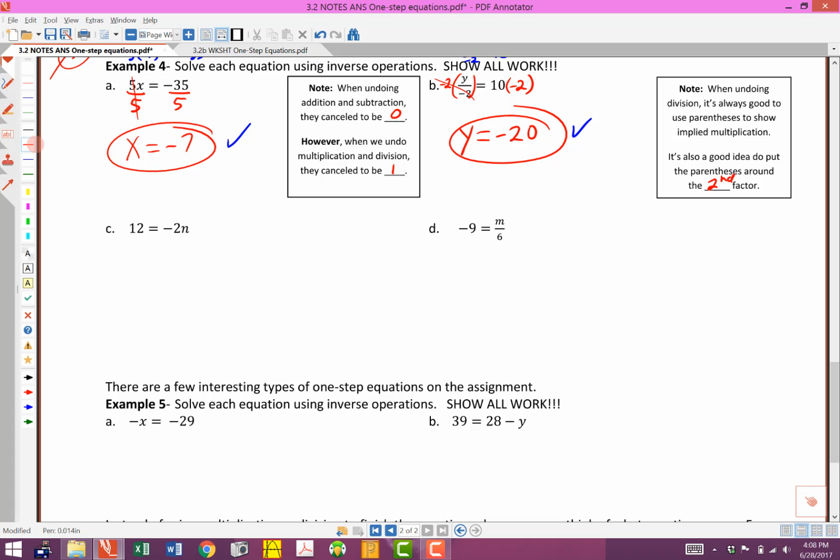So let's go ahead and do a couple more and hopefully make this a little bit quicker. So this is 12 equals negative 2 times n. So we're going to undo multiplying by negative 2 by dividing by negative 2. So we'll divide both sides by negative 2. Remember, we've got to do the same thing to both sides. Multiplying by 2 and dividing by 2, those cancel each other out. Negative 2 divided by negative 2 is a positive 1n.